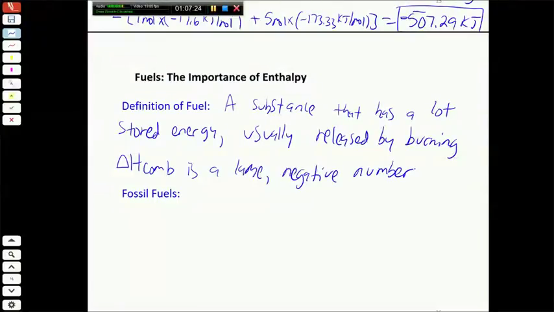Now, another alternative, which is not really important, but just to be complete on this, you've probably heard of fuel cells before. Fuel cells use electricity to release the energy that's stored in fuels, but the more conventional way of doing it is just by burning the fuel in air to release that energy. Okay, so they're substances that have a lot of stored energy, meaning that when you burn them, the delta H is very negative, and you release a lot of energy by burning them.